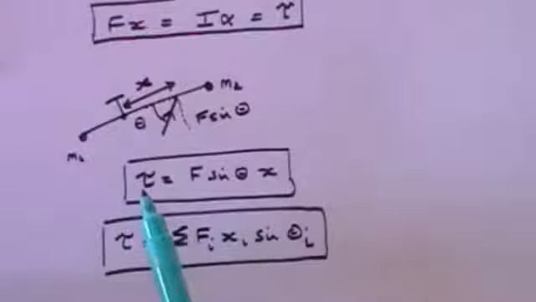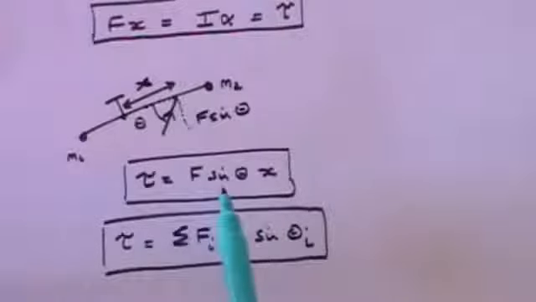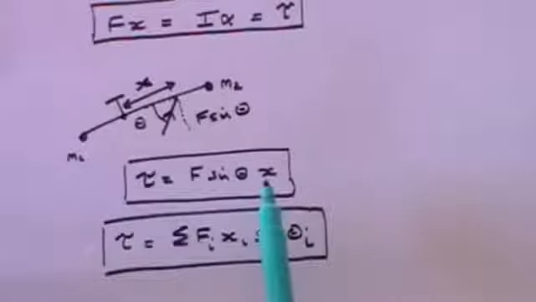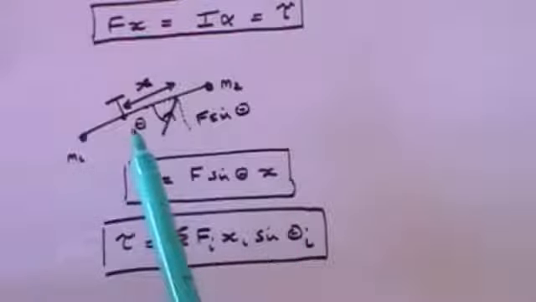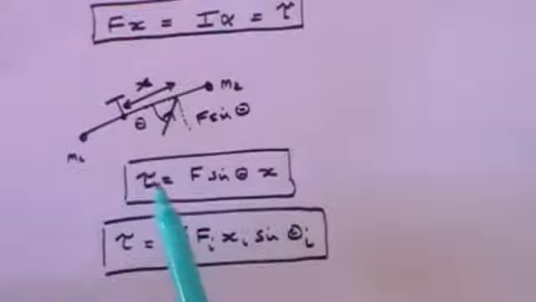And before we move on, notice one important point. If you have a force acting through the pivot point, it has no effect. The reason is that the torque for a force acting on the pivot point will be the value of the force multiplied by the sine of the angle, multiplied by the distance between the application of the force and the pivot point. But if the force is acting at the pivot point, x will be 0. So any force which applies through the pivot point will have a torque of 0.